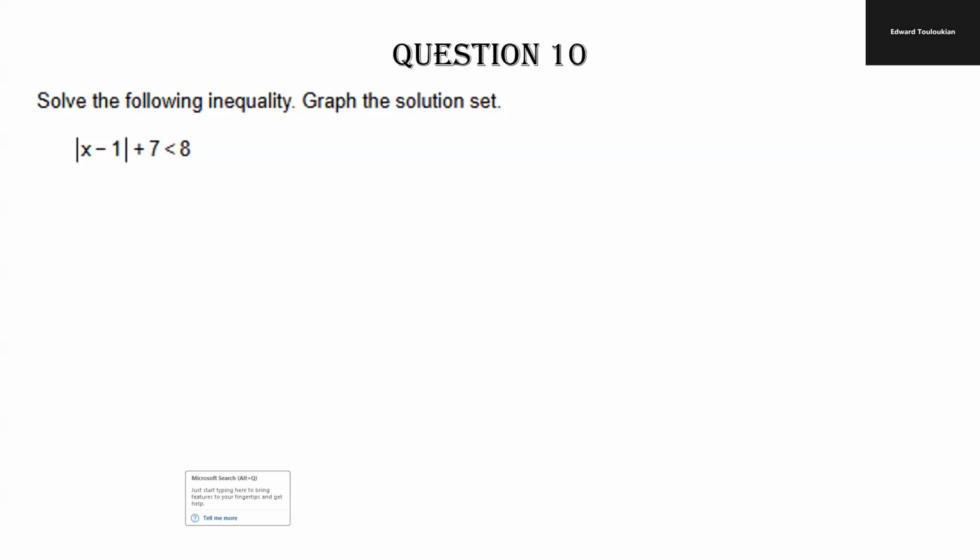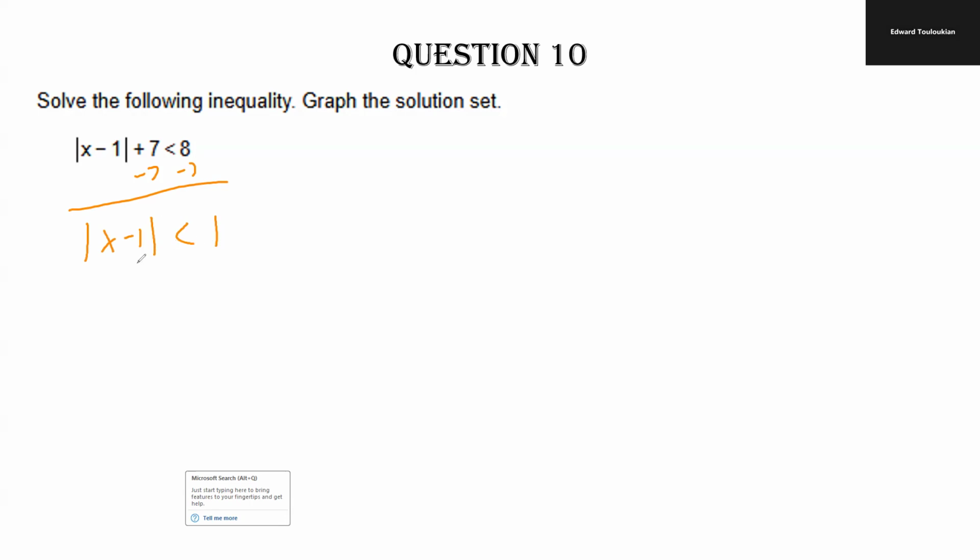So what we're going to do is solve this initially just like it's an equation. So I need to get the absolute value by itself. So we're going to subtract 7 from both sides. All right, and that gives us the absolute value of x minus 1. We want that to be less than 1.